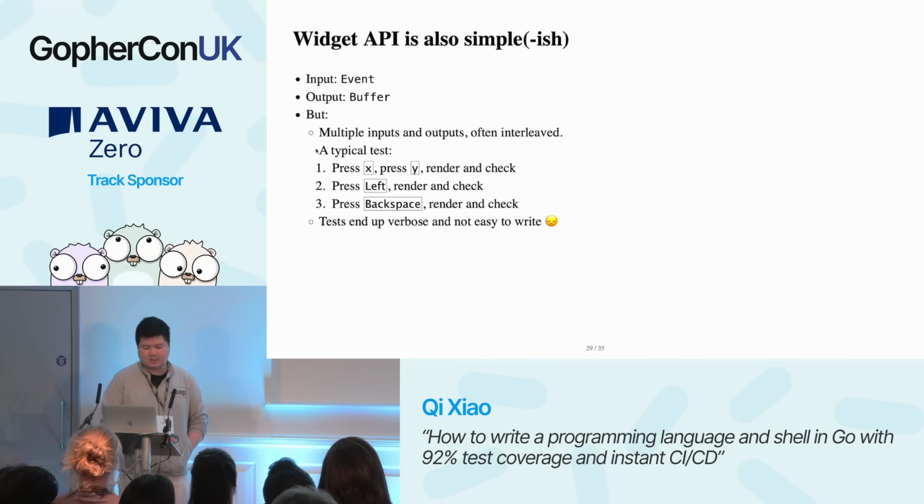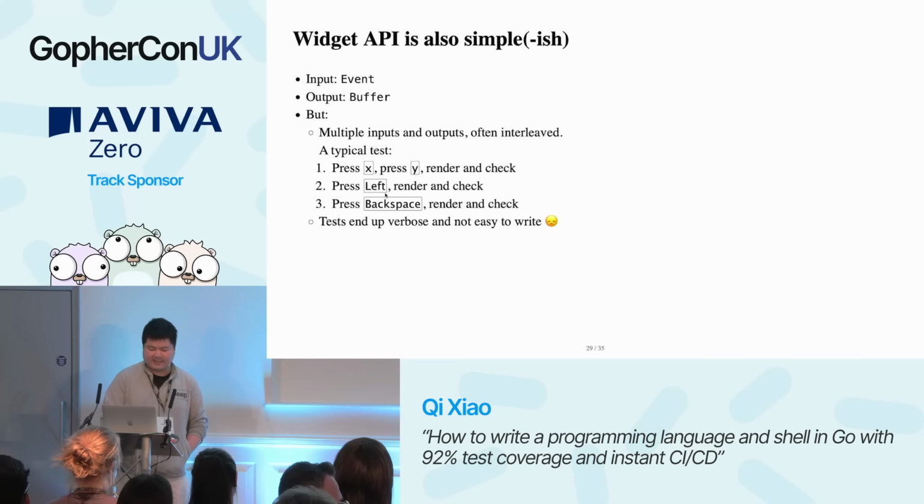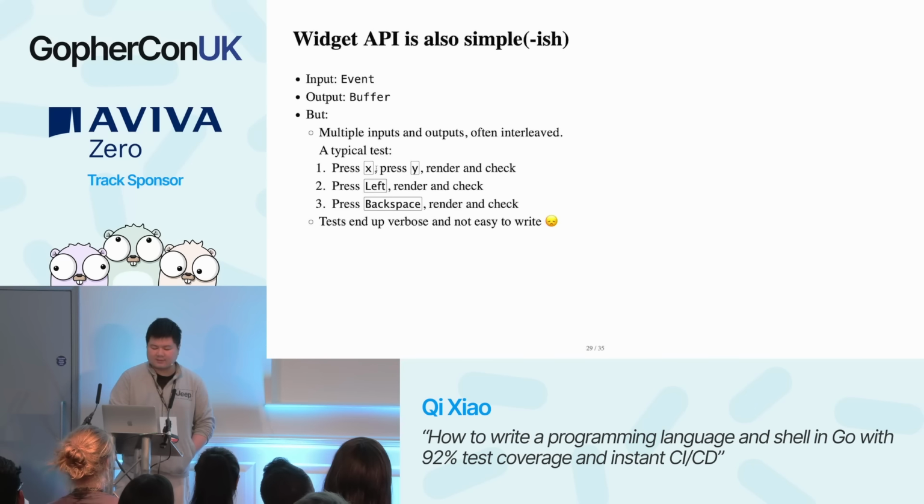So for instance, a typical test will look something like this. Press X and Y, and then check what it shows. It should show X and Y, right? And then press left, and then check what it shows. It should still show X and Y, but then the cursor is one position to the left. And then we press backspace, and we check what it shows. It should now delete the X, because we just moved the cursor left before.